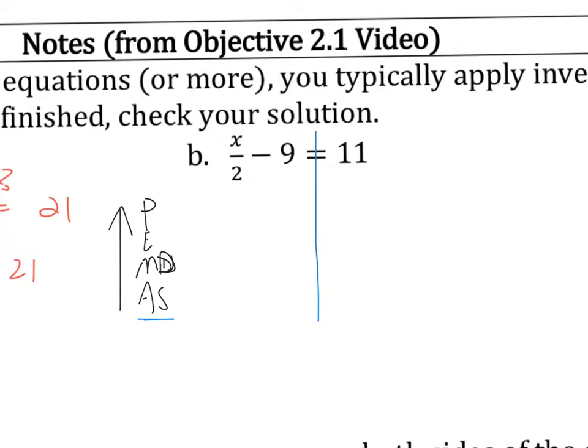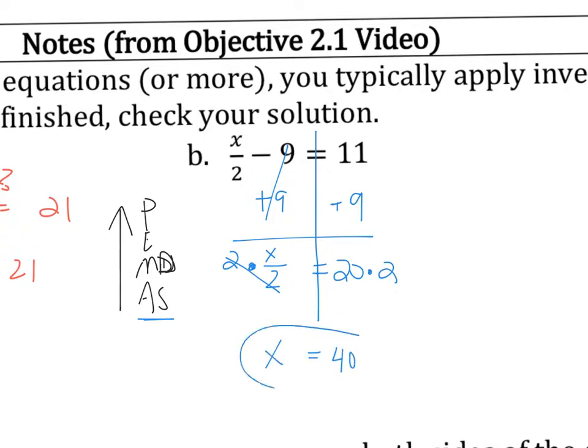So anyways, we have minus 9, and to undo subtraction, we add. So we're going to add 9 to both sides. That's going to cancel out, and we're left with x over 2 equals 20. And then we just have x divided by 2, so we just have to undo that divided by 2. To undo division, we multiply by 2, and that cancels out. We have 2 times 1/2, which is 1, so 1x, or just x, remains, and 20 times 2 is 40. So 40 we think is our answer.